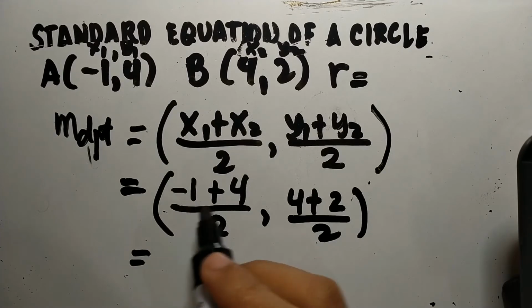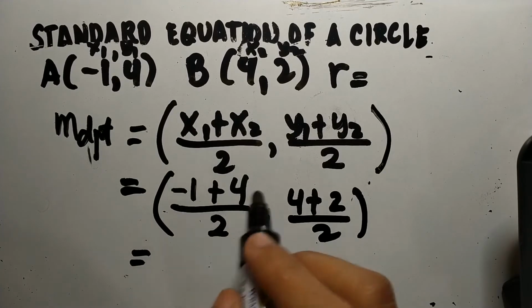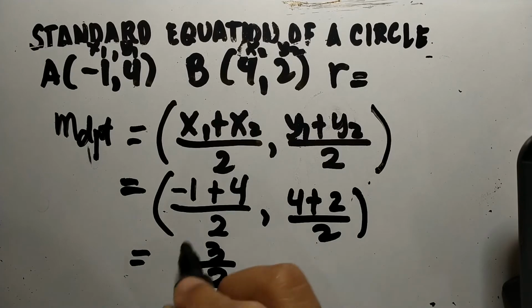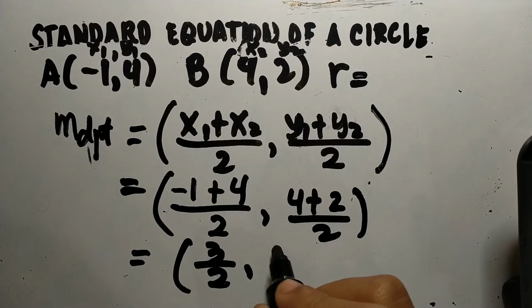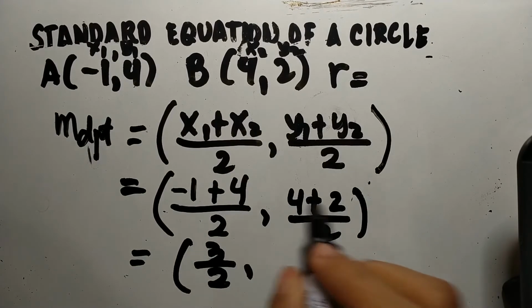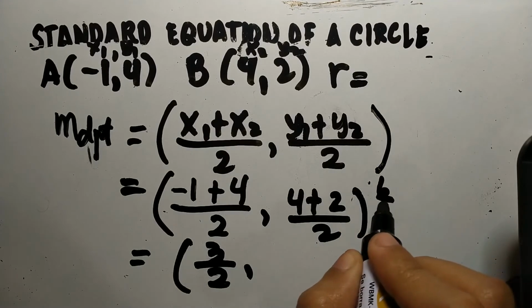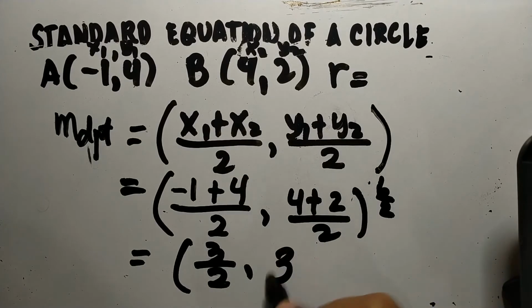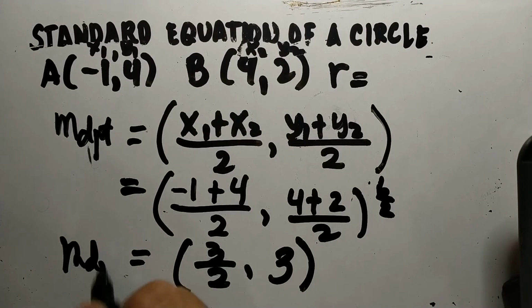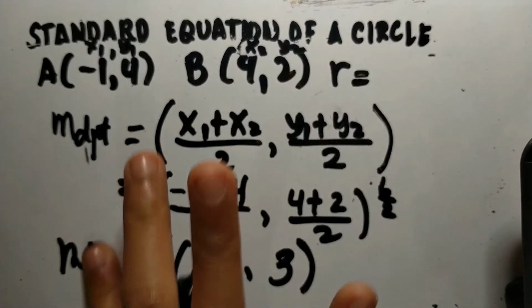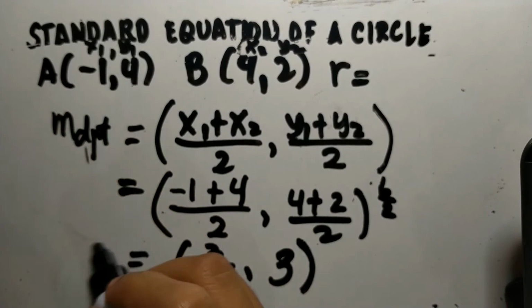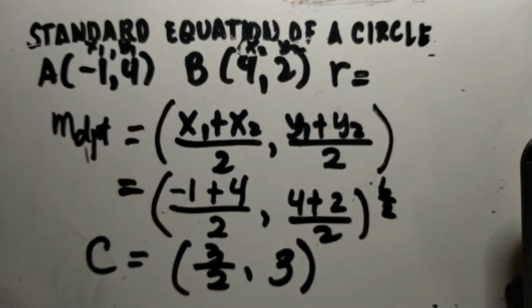So, the answer is, subtract natin yung negative 1 sa 4, it's 3 halves. And we have 4 plus 2, it's 6 over 2, which is equal to 3. So, yan yung midpoint. And that midpoint is denoted as, anong hinahanap natin? Center. So, itong midpoint, napapalitan ng C. Siya na yung hinahanap nating center.